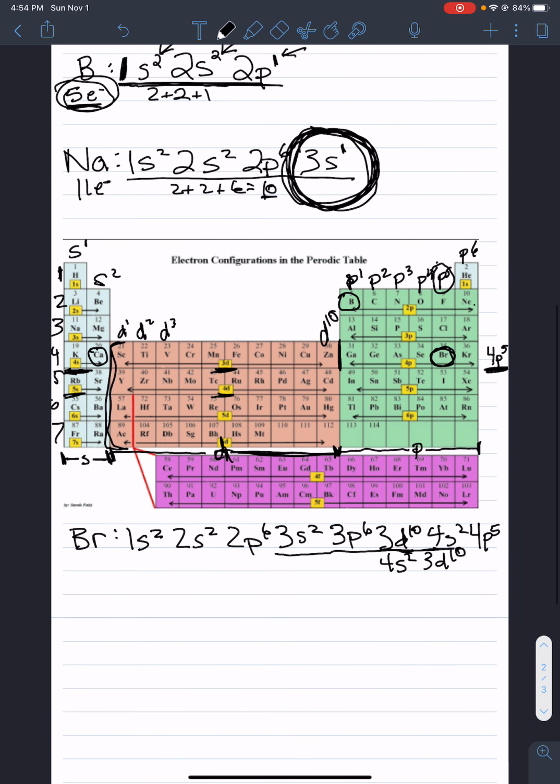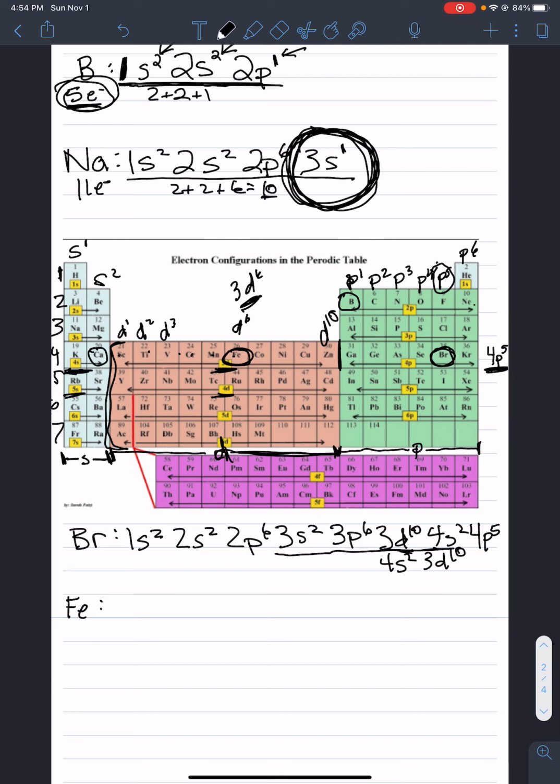So let's look at another D really fast. How about we do Fe. Okay, Fe is right here on our periodic table, so we're going to end in D. We're going to end in D1, 2, 3, 4, 5, 6. So that's going to be a D6. So that's going to be our ending. It's going to be a 3D6 is what we're going to end in. So we need to work till we get to 3D6.